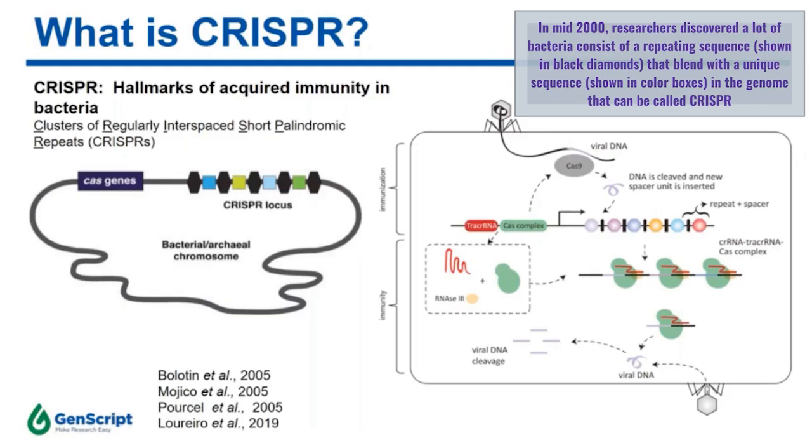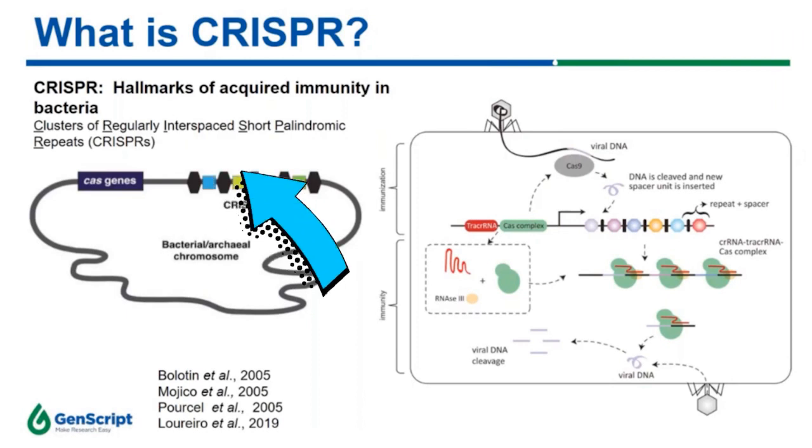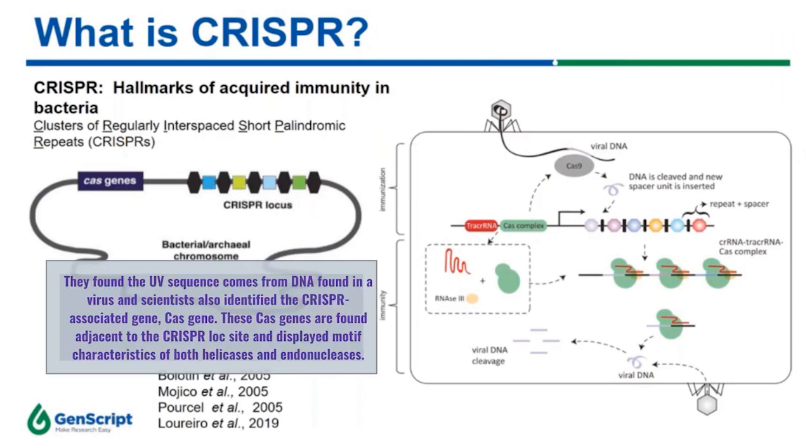In the mid-2000s, researchers discovered that a lot of bacteria consist of this repeated sequence, as shown in these black diamonds here, that flank the unique sequences shown in the colored boxes in their genome. That can be called the CRISPR, which is an acronym that stands for clusters of regularly interspaced short palindromic repeats. They found that this unique sequence comes from the DNA that is found in the virus.